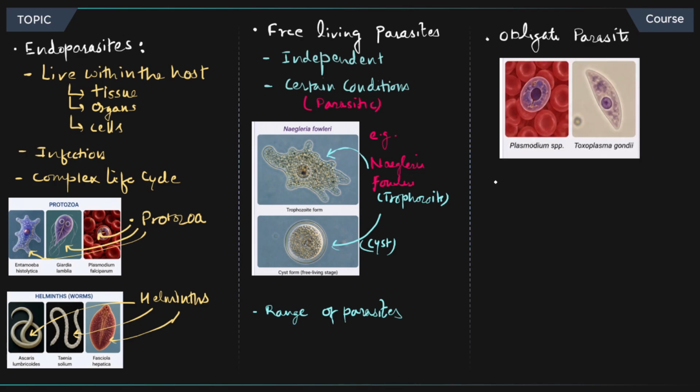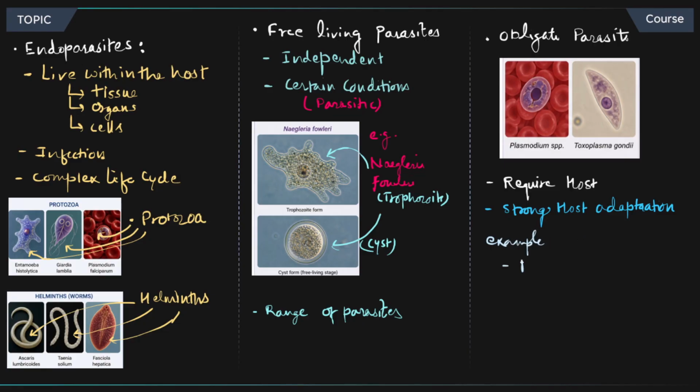Example, Plasmodium, Toxoplasma gondii, the image you can see over here, it requires a host for its survival. And another thing is it has strong host adaptation. Very, very strong host adaptation is there to survive inside the host, right? If we talk about the example that I've already mentioned, image one is the Plasmodium species, and multiple species of Plasmodium are there.